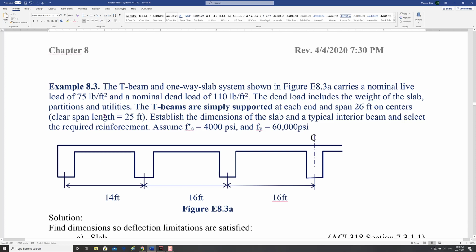So we have the T-beam here, which carries a nominal live load of 75 pounds per square foot, and the dead load is 110. Notice that I keep everything in PSF. The load includes the weight of the slab, 110 already, plus partitions and utilities, so this is all your total dead load. The T-beams are simply supported. I highlighted this because every time you come to the beam, you will use wL squared over 8 because you're following this example. Well, your beams in your project are not simply supported, so the beam cannot have wL squared over 8. Okay?